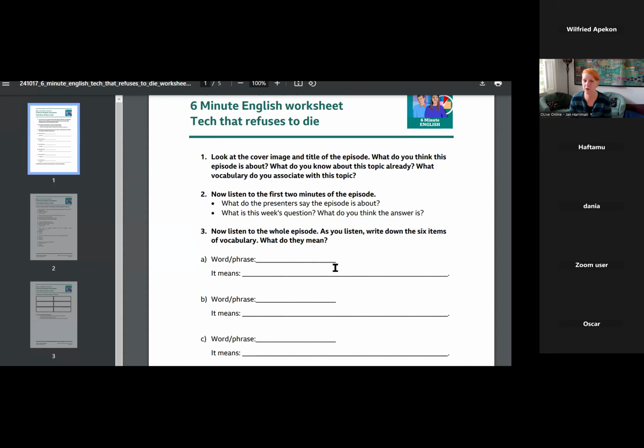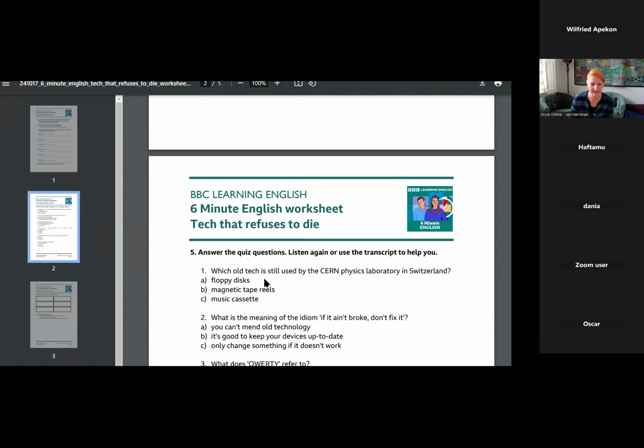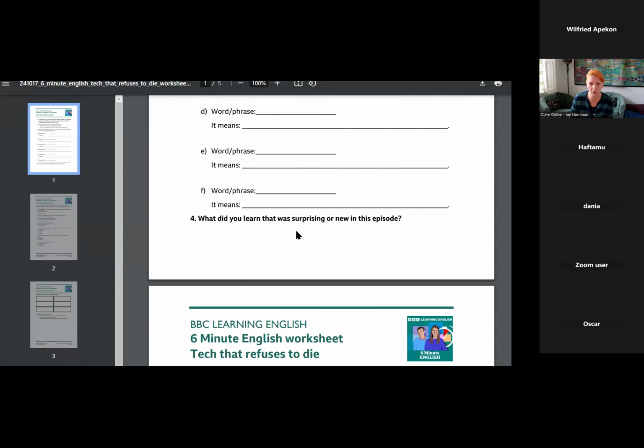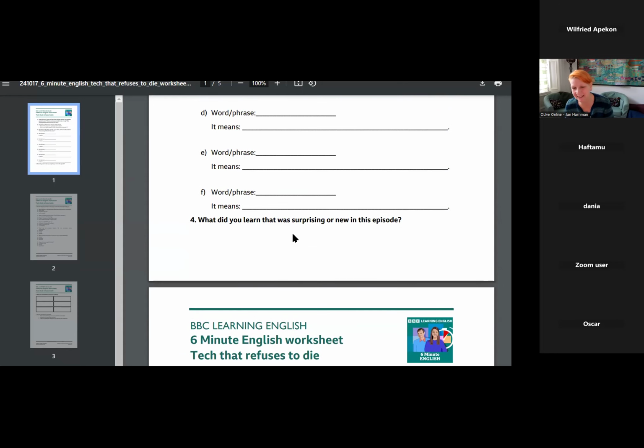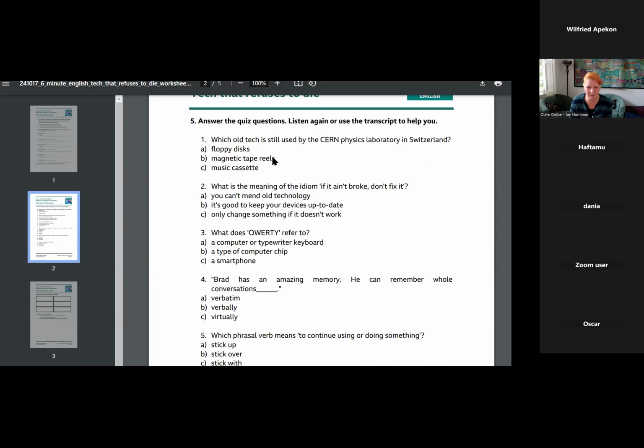So this is asking you to write out the vocabulary that you heard and anything that was new or surprising to you in this particular one. So it's really worth doing the worksheets on these. It will make sure that you not only heard new vocabulary used in context, but that you have an exercise so that you remember it as well. That's the key. So then there's some quiz questions down here as well.